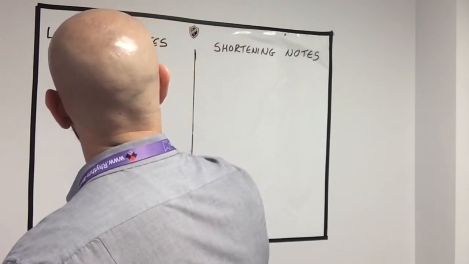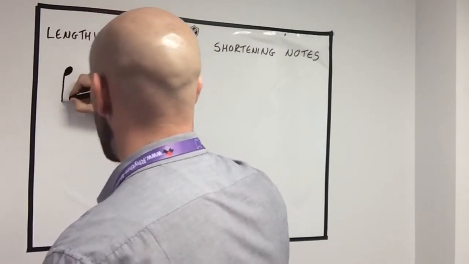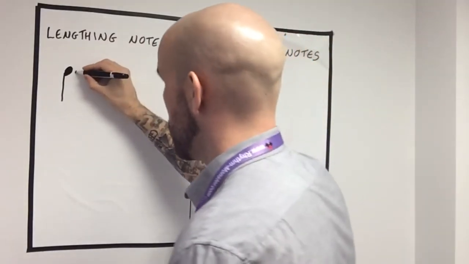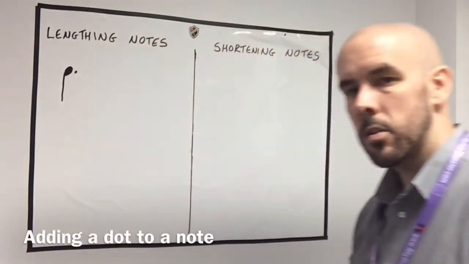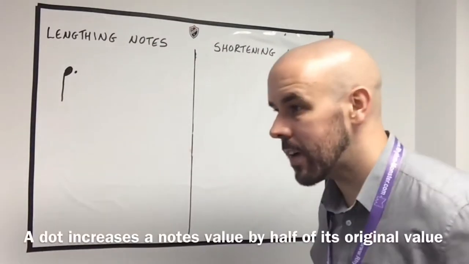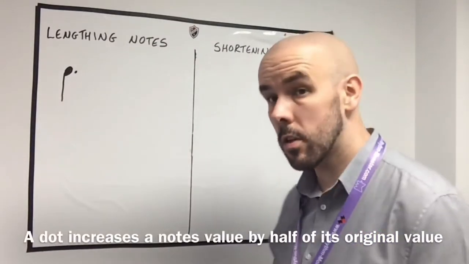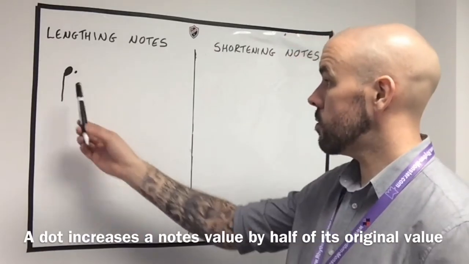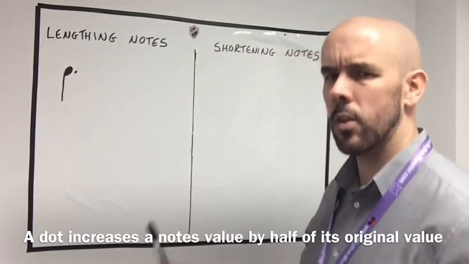The most common way to lengthen a note is by adding a dot to the note. When you add a dot to a note, it increases its value by half of its original value. So you know what a crotchet is. What's half of a crotchet, you say?